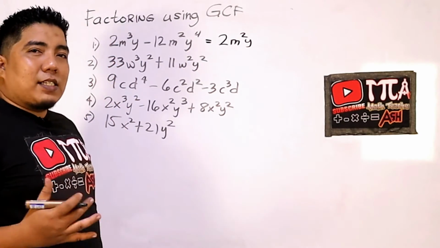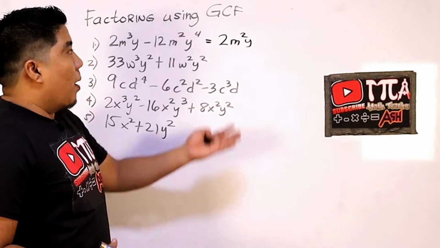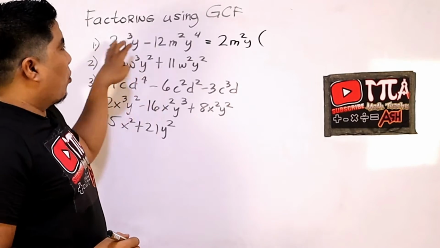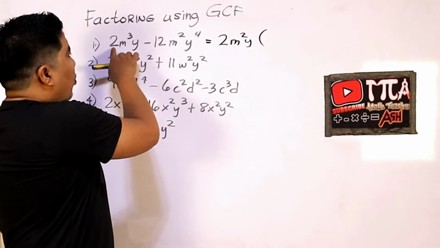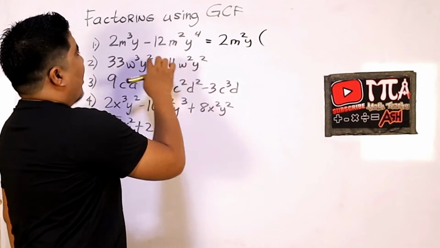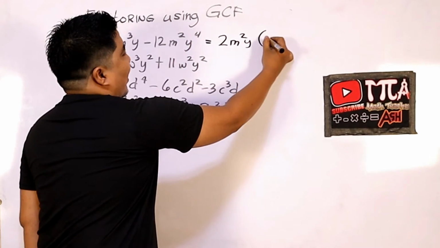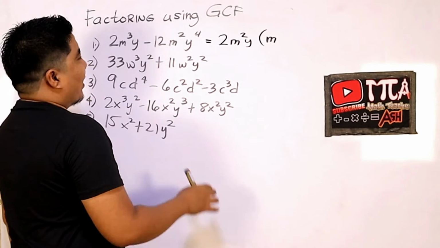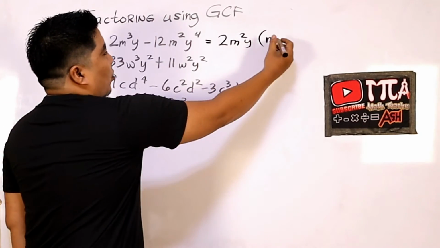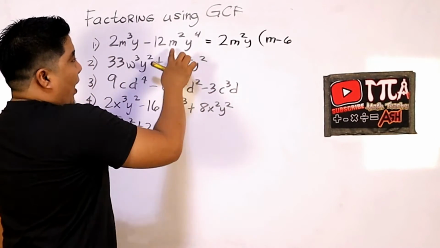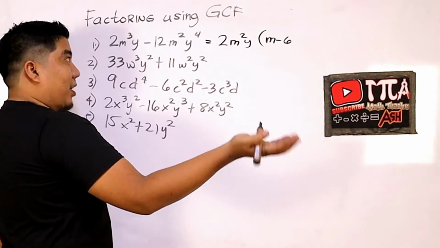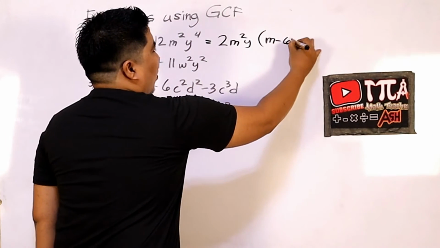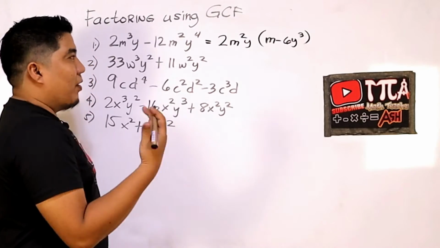Now, the next step is to complete the factors. By using this greatest common factor, we will try to divide this through here. Okay, so 2 divided by 2, that is 1. m cubed divided by m squared, that is m. y divided by y, none. Next, negative 12 divided by 2, that is negative 6. m squared divided by m squared, that is none. y to the fourth divided by y, that is y cubed. And that is the final answer.